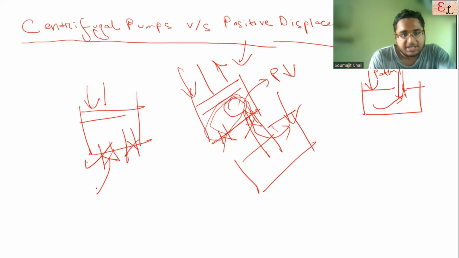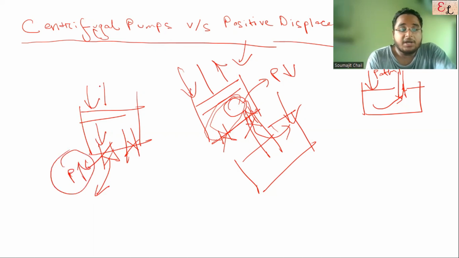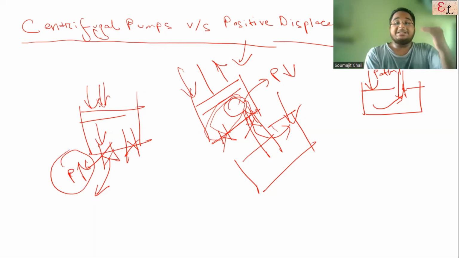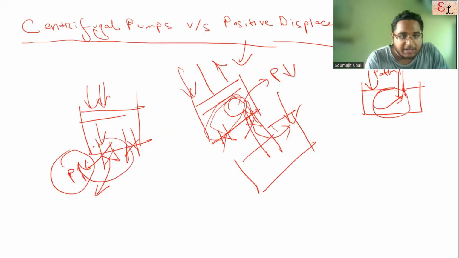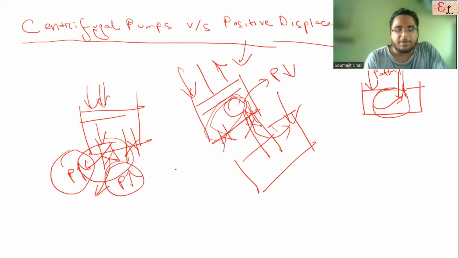So the suction closes, the discharge opens. And when the discharge opens, after a certain threshold pressure, it is released at a very high pressure due to the forward stroke of the piston. So it is accumulating the liquid, taking the liquid from the suction, and then pushing the liquid into the discharge at an extremely high pressure. So it increases the pressure and delivers at a higher pressure, my friends. And this is how a positive displacement pump works.